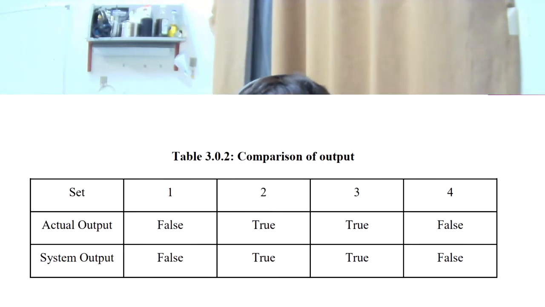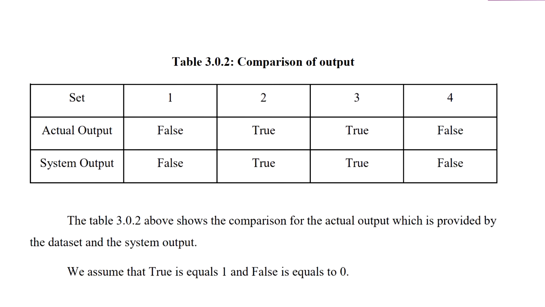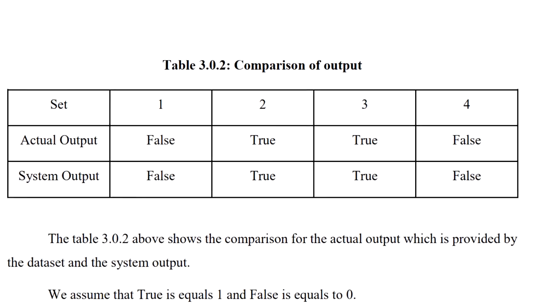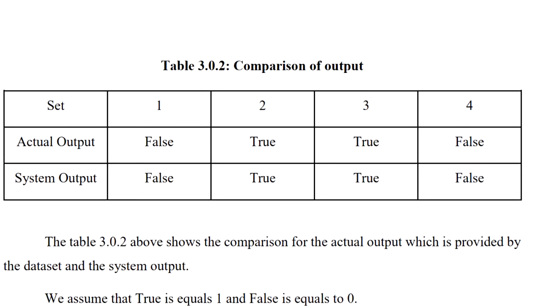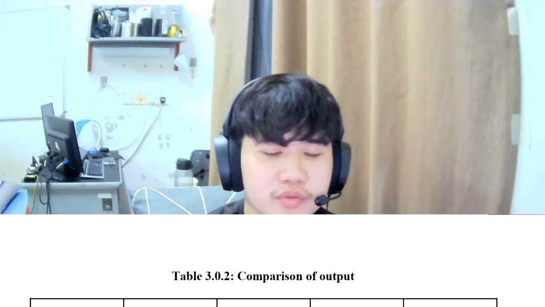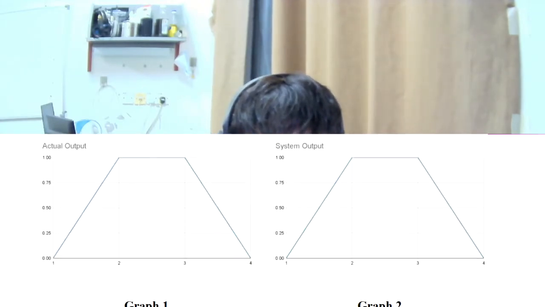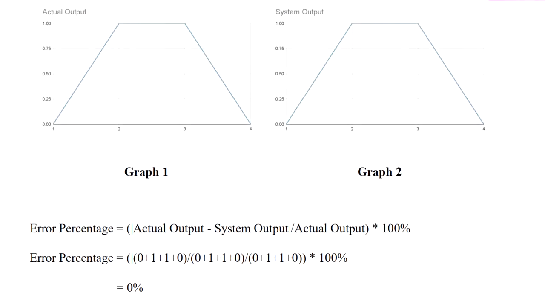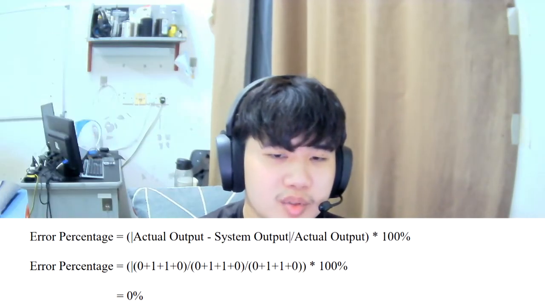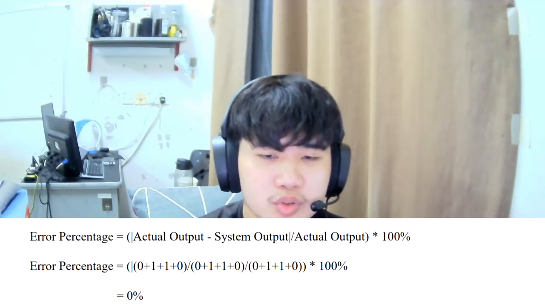So we have also done a table of comparison to compare the actual output, which is provided by the dataset, and the system output. As just now stated, our system output is false, true, true, and false for set 1 to set 4 respectively, and the actual output is false, true, true, and false. Since we assume that true is equal to 1 and false is equal to 0, we can calculate the error percentage by using a formula where actual output minus system output is divided by actual output times 100%.